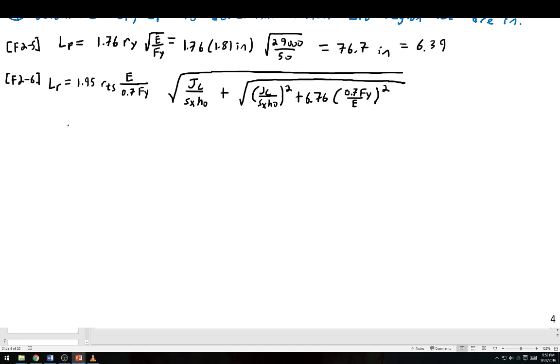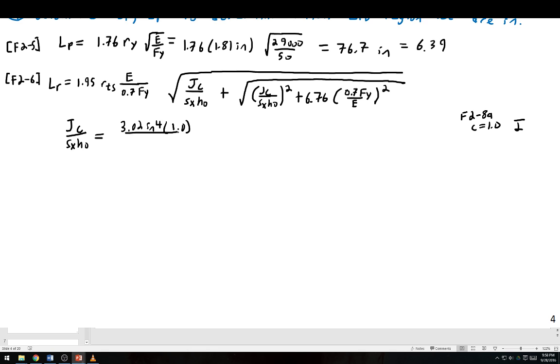So I'm going to get this part first. Well, J times C over Sx ho, these are all just things from the table, from the original section properties: 3.02 inches to the fourth times C. Now, if you look on page 16.1-48, and look at note F2-8a, you'll see that C can be equal to 1.0 for doubly symmetric I shapes. And so we have that in this case, so we can use a C of 1.0.